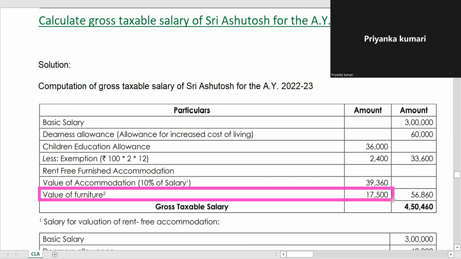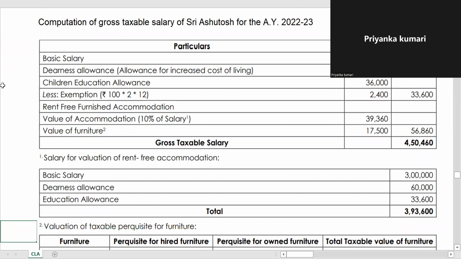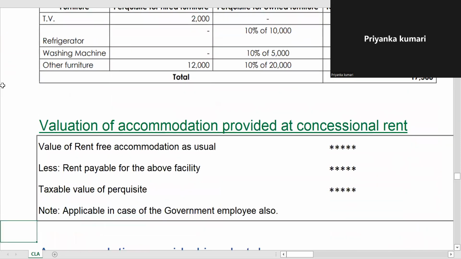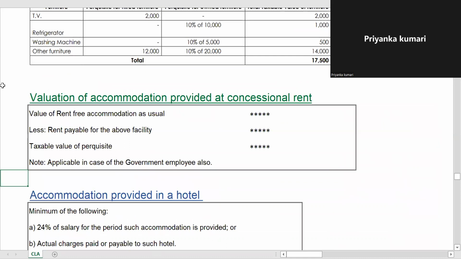Okay, just put it here. Add accommodation and furniture and put the value here. That's it. Let's add this whole thing. And this will be your gross taxable salary. Clear? Let me know any of the problems. If you want me to repeat, we can repeat on Friday. Okay. On Friday, I can repeat if you have any doubt in any problem.